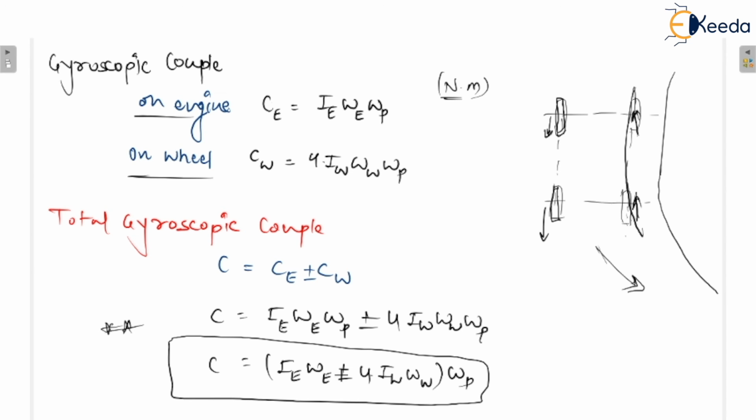Now what do the plus and minus signs denote? Basically, if the direction of rotation of the engine and the wheels is the same, you have to consider the plus sign, otherwise you have to consider the minus sign. So this is the formula you must remember. We will do the numerical questions on that.